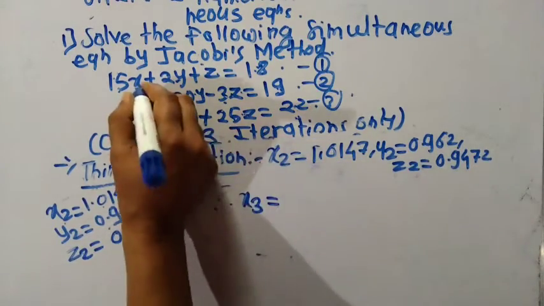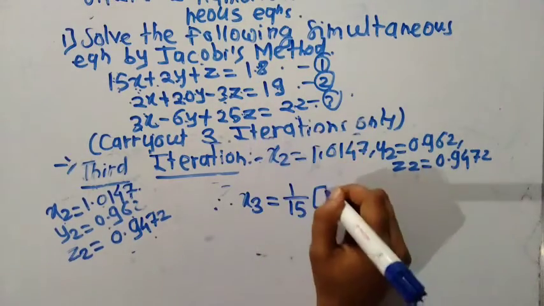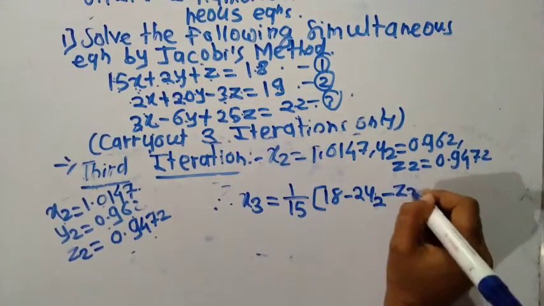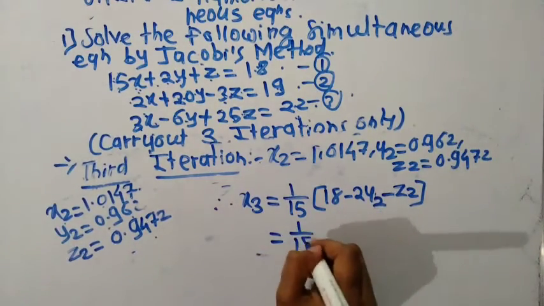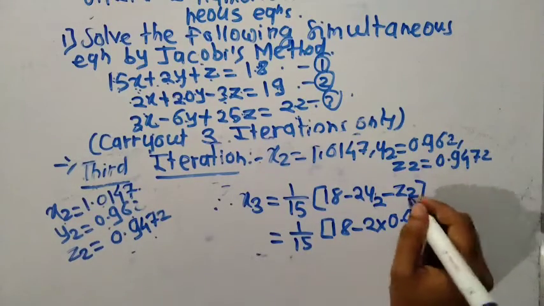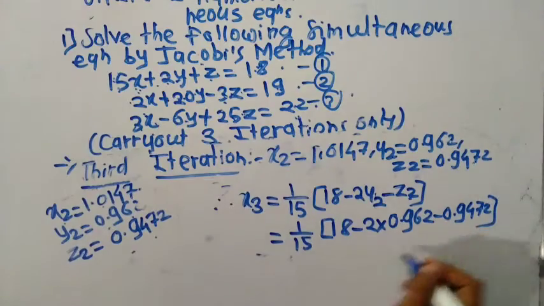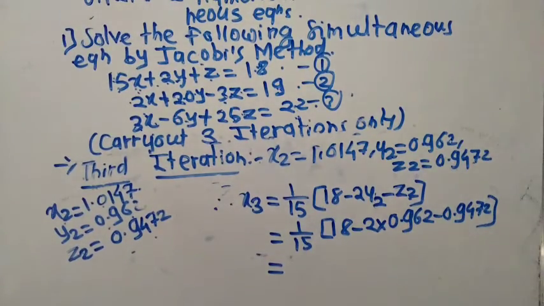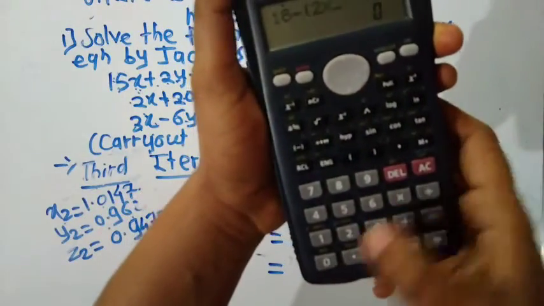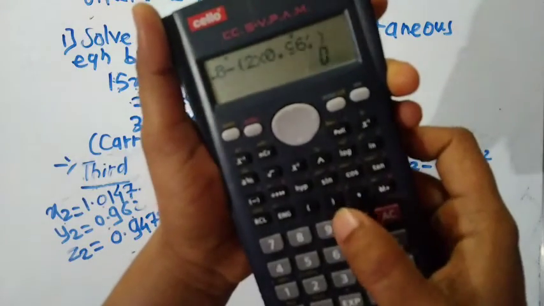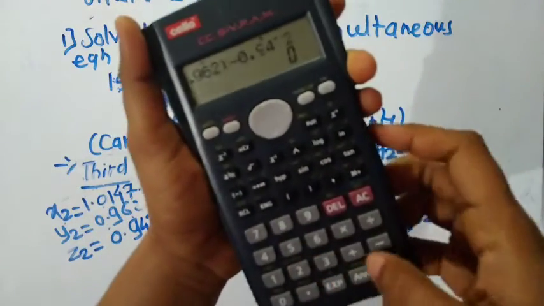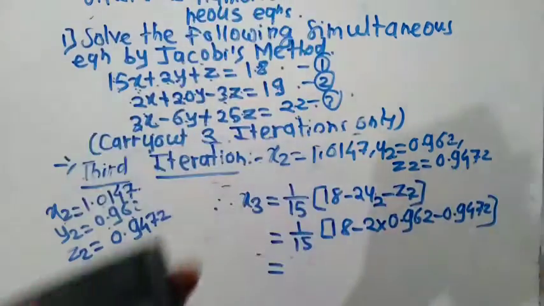So put these values, then find out first x3. x3 is equal to 1 divided by 15, (18 minus 2y2 minus z2), which is equal to 1 divided by 15, (18 minus 2 into y2, which is 0.962, minus z2, which is 0.9472). Which is equal to 18 minus 2 into 0.962 in bracket complete minus 0.9472, which is equal to 15.1288.